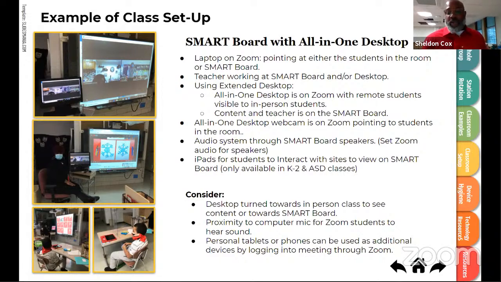And personal tablets or phones can be used in the classroom through the Zoom meeting. So that means if you want to use your own personal tablet, such as an iPad or Android tablet, or your cell phone, you can also add that to the Zoom session as well.